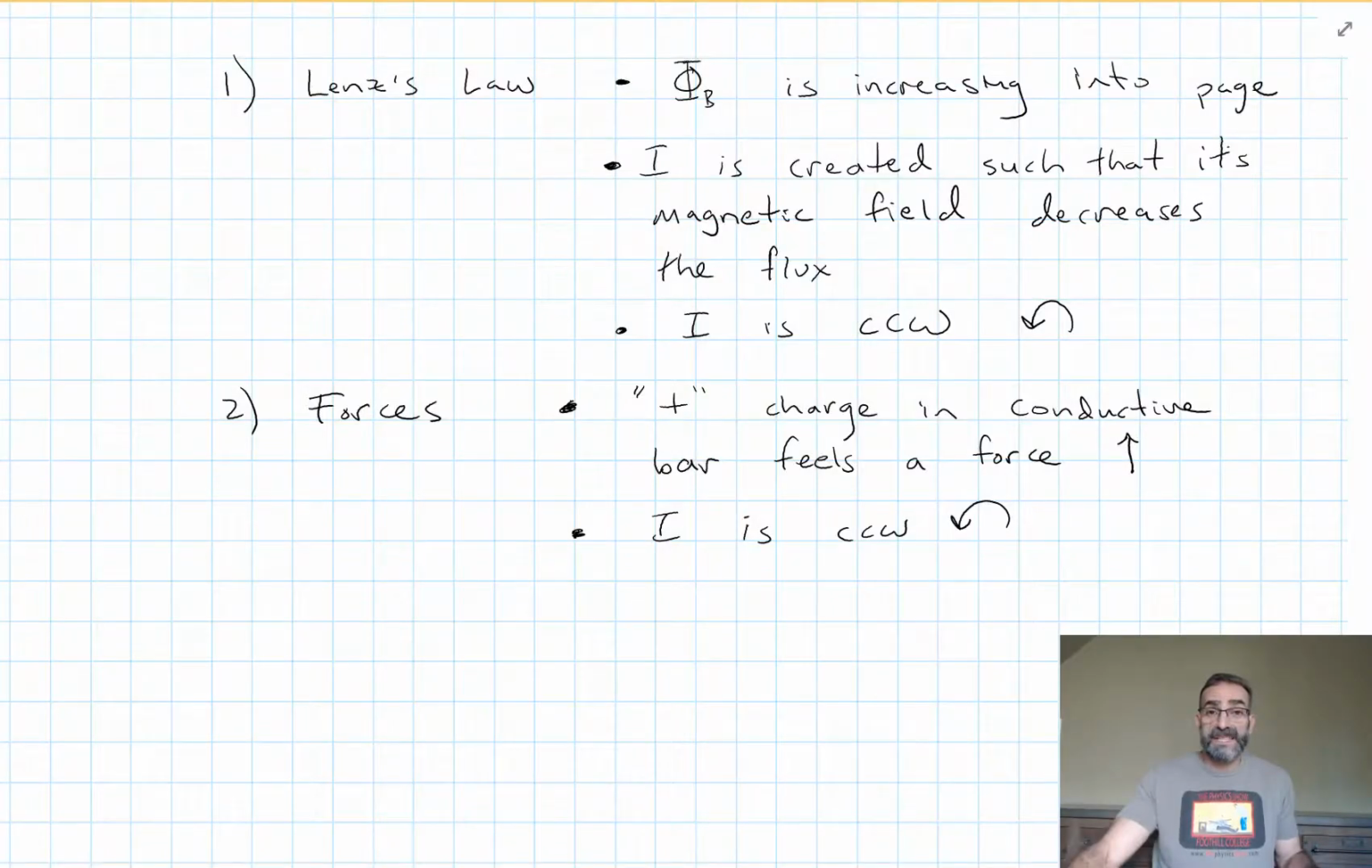These two techniques only gave us the direction of the current flow. What if we wanted to quantify it? What if we wanted to know what is the induced EMF in this loop? And then we can look at the resistance in the loop and figure out the current. Well, there's a couple of things we can do. Let's take a look at this circuit using motional EMF.